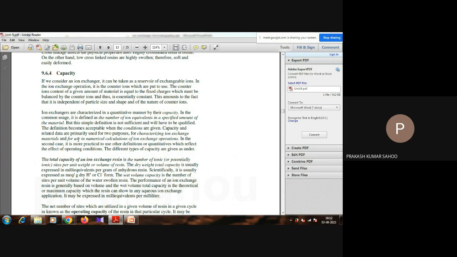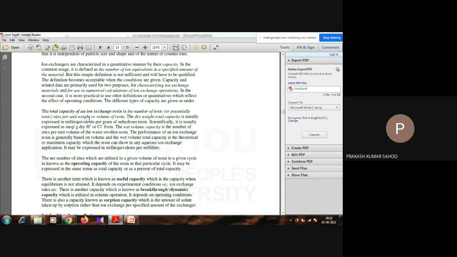So capacity and related data are primarily used for two purposes: for characterizing ion exchange material and for use in numerical calculations. Therefore, the total capacity of an ion exchange resin is the total of ionic sites per unit weight or volume of the resin. The dry weight total capacity is usually expressed in milliequivalents per gram of anhydrous resin. So this is the total capacity of a resin.